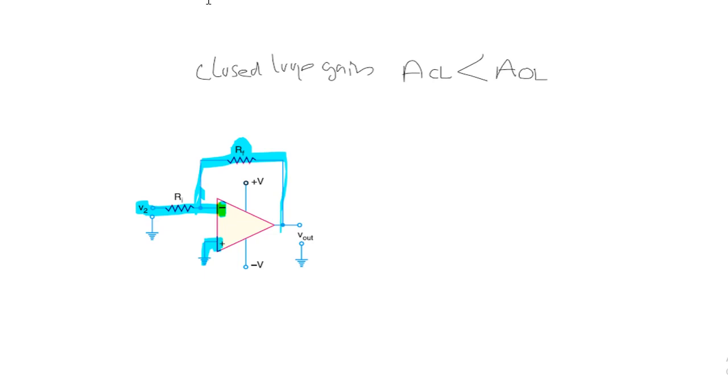So in case of open loop gain, this feedback resistance will not be connected. In the circuit this resistance will not be there. Okay, so that's about the voltage gain of an op-amp.